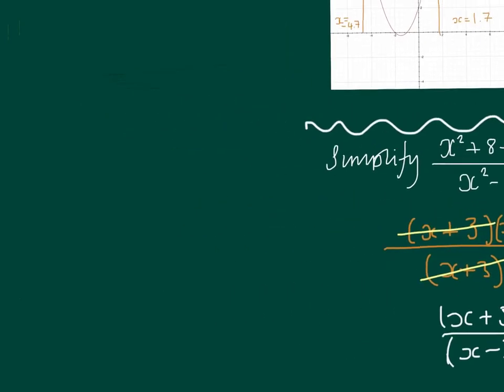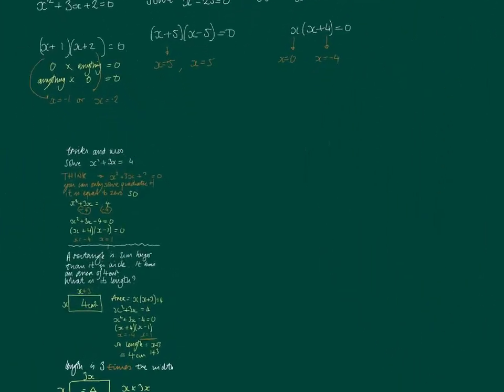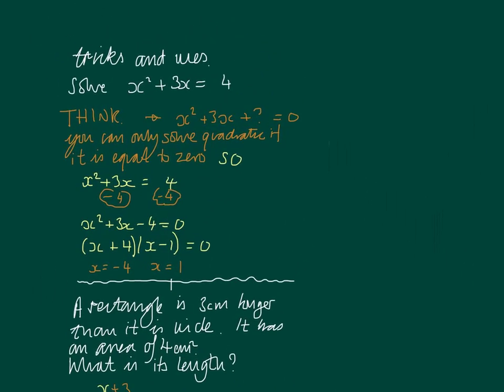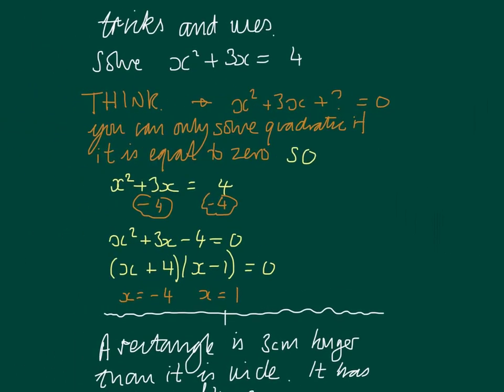Right, let's just take us back to the start. Okay, I did do one more thing, which is some tricks the examiners sometimes throw in on the quadratics just to confuse you. So that was supposed to say tricks and uses. So first of all, solve this equation. Let's just get that a wee bit bigger for you. Solve x squared plus 3x equals 4.